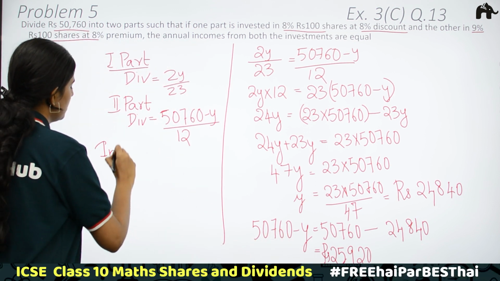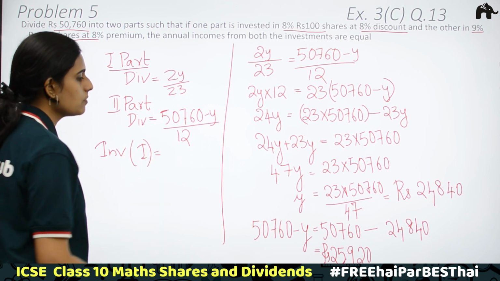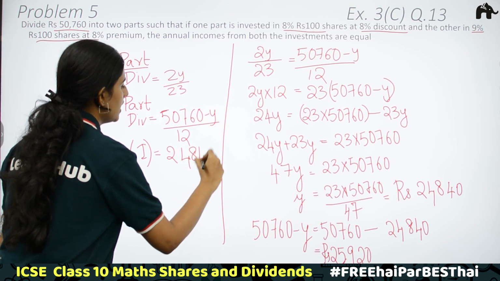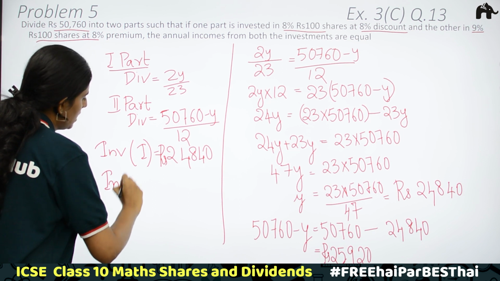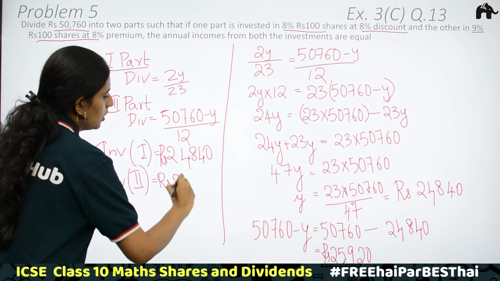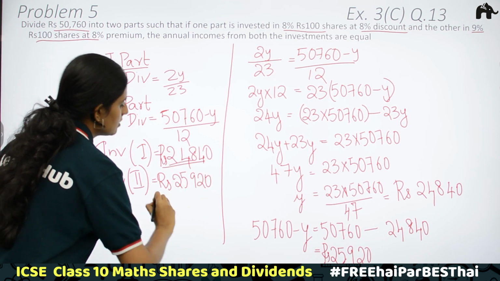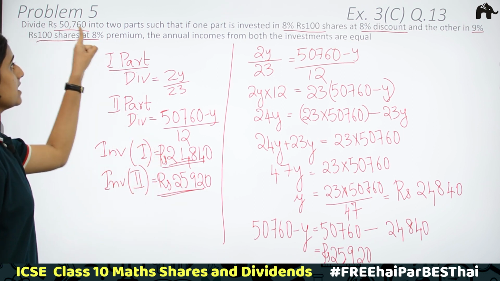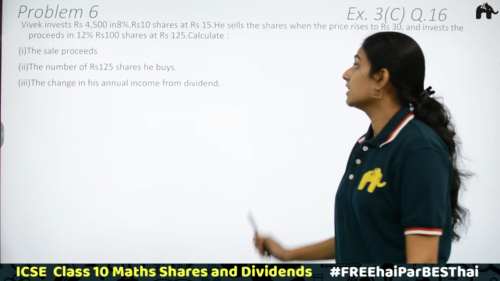Investment for first part is equal to 24,840, and investment for second part is equal to rupees 25,920. Clear? This is how 50,760 was divided.